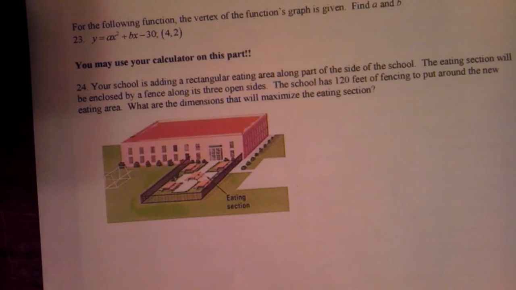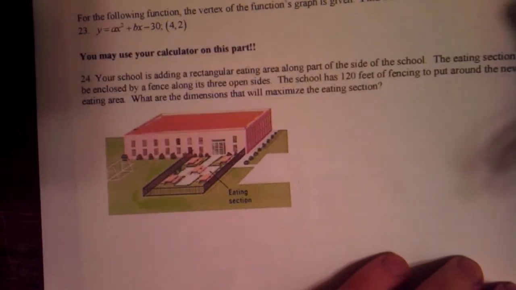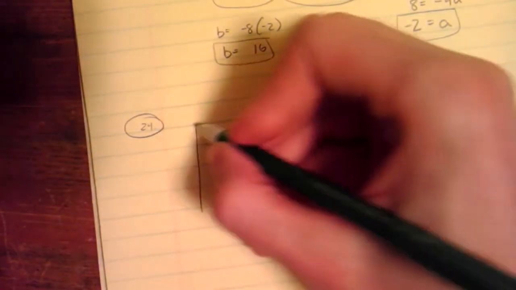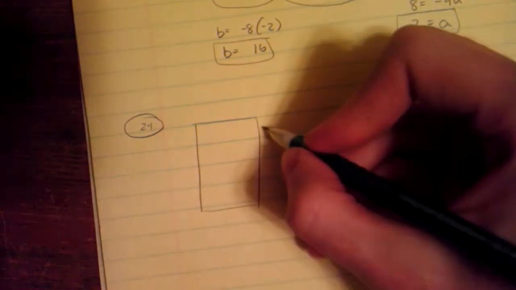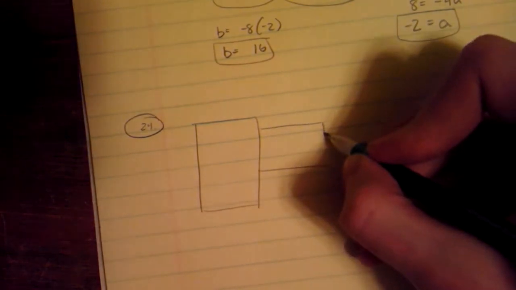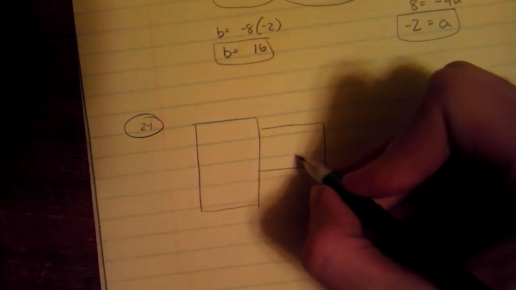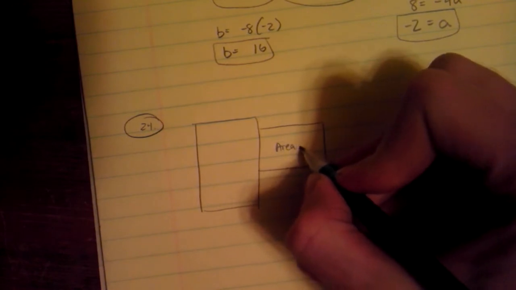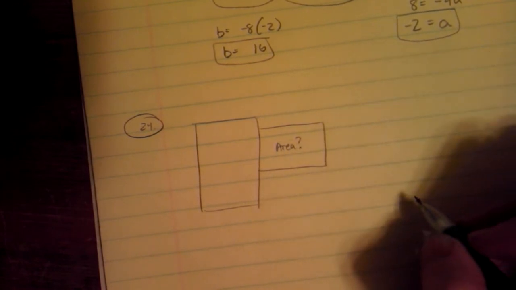Your school is adding a rectangular eating area along part of the side of the school. The eating section will be enclosed by a fence along its 3 open sides. The school has about 120 feet of fencing to put around the new eating area. What are the dimensions that will maximize it? Okay, so we've got our school here. Here's our eating area that we're adding in. We want to figure out what makes this have the biggest area possible. I want to maximize that.